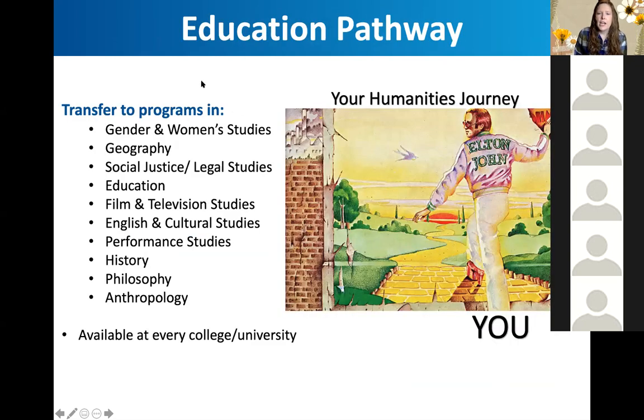So, educational pathways. I think people often want to know, okay, what am I going to do with this degree? Where would I transfer? And with the humanities, students transfer to all kinds of different programs. Gender and women's studies programs, geography programs, social justice and legal studies, if someone's maybe on a pre-law track or they're interested in activism and community organizing.